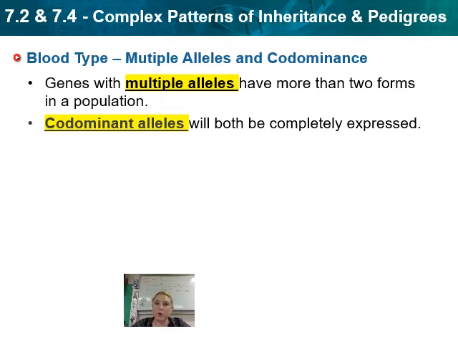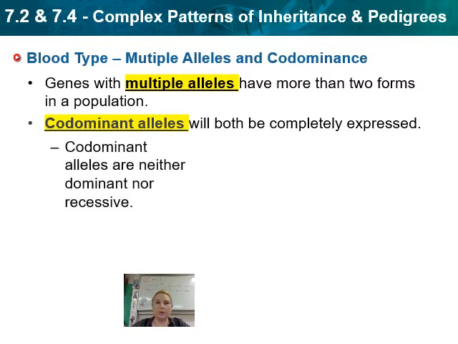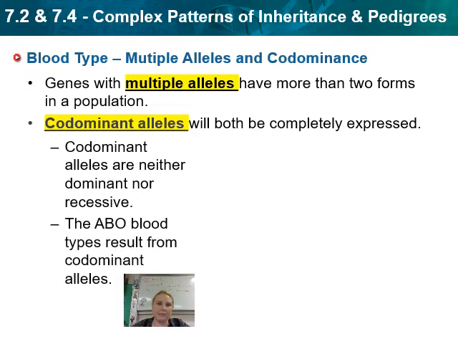And if you have codominance, both will be expressed equally, okay? So in codominant, alleles are neither dominant or recessive, they're both expressed equally. So you can think about the blood type like you have A blood type, you have B blood type, you have O blood type, and then you have AB. Well, in AB, they're codominant, they're both expressed equally. So the ABO blood types result in codominant alleles.